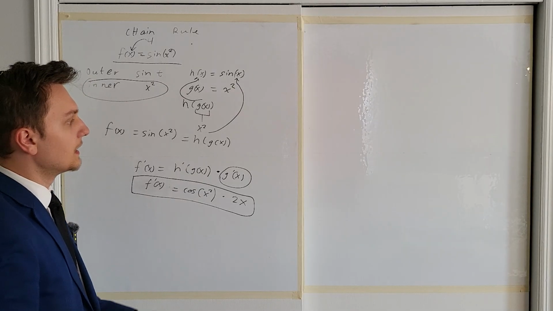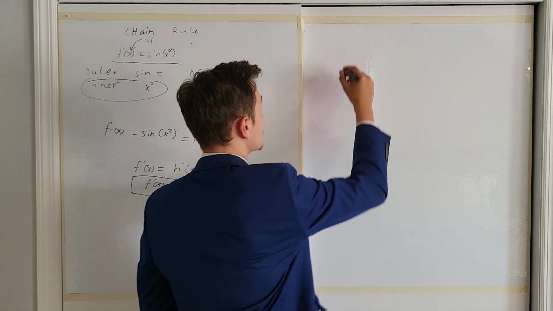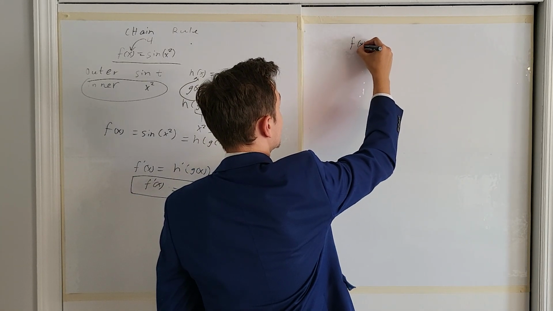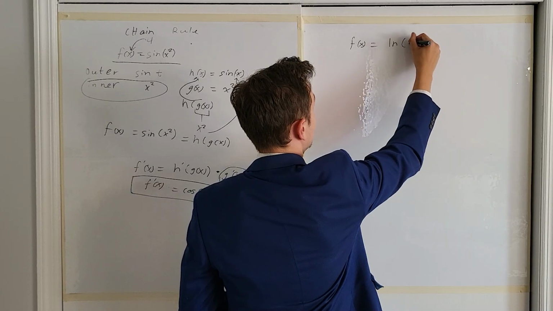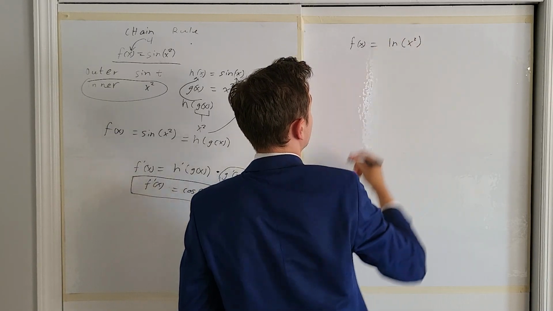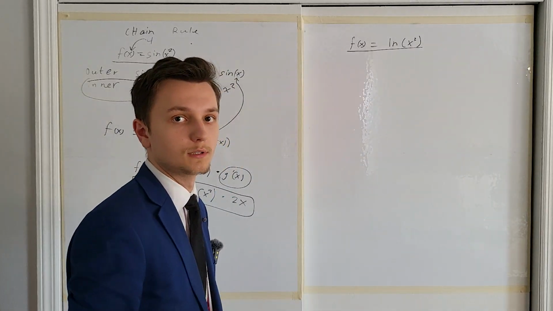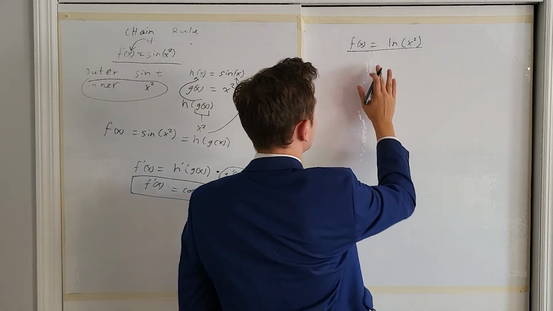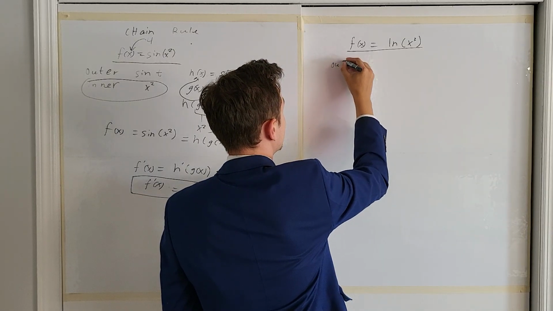Let's do another example to make sure we've got this down pat. I want you to solve and find the derivative of f of x equals the natural log of x to the third. Okay? Find this derivative and continue this video so we can work through it together. So first, again, I need to evaluate my outside and my inside.